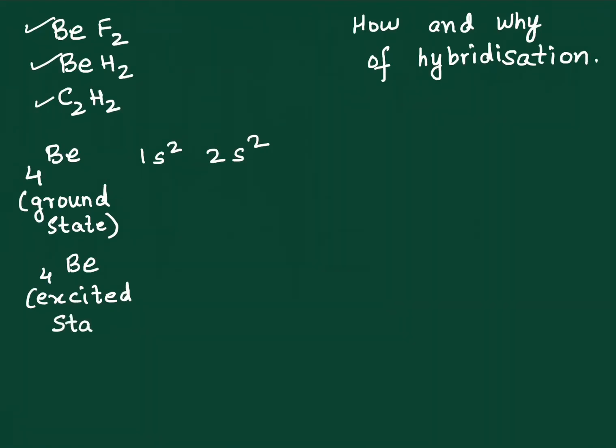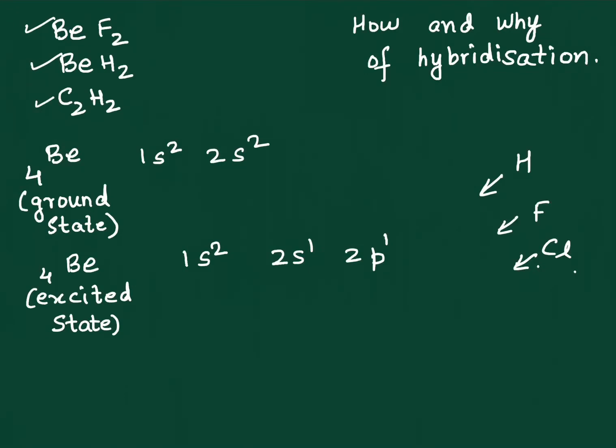Why this excited state? Beryllium is excited because he has guests coming home, 2s1, 2p1. And who's that guest? That guest could be hydrogen, that guest could be fluorine, that guest could be chlorine, any other atom which is approaching the beryllium atom in order to strike a friendship, in order to form a bond with it. Now beryllium is all excited to welcome this guest, so it tends to get unpaired. The electron jumps to the next energy level.